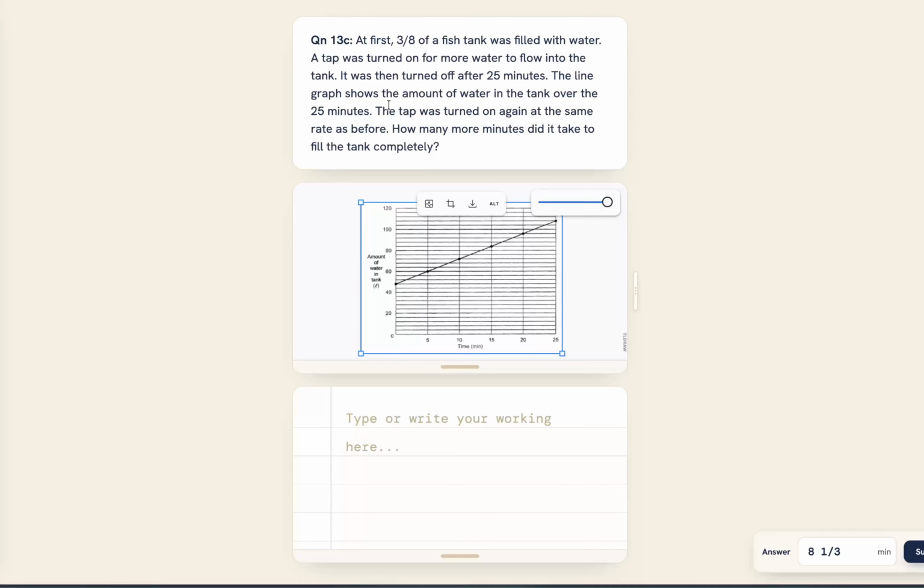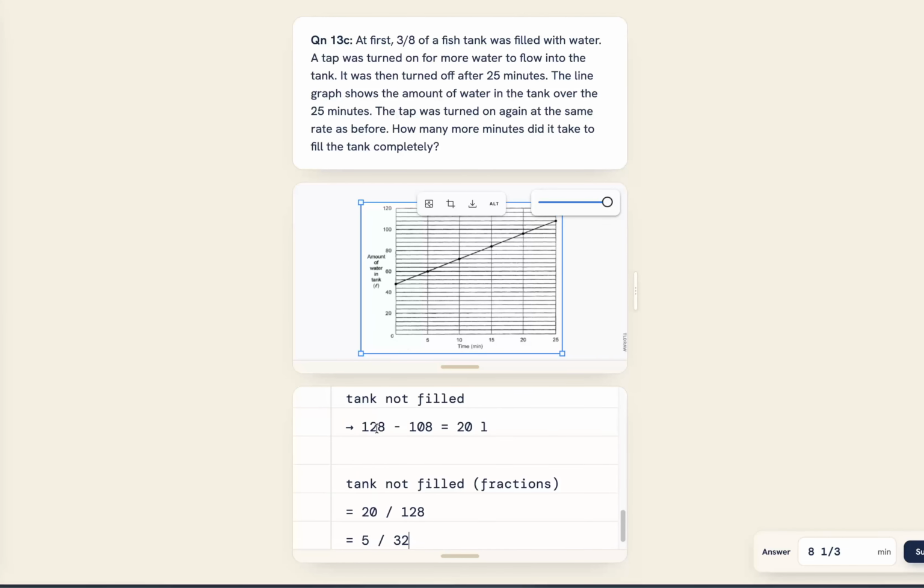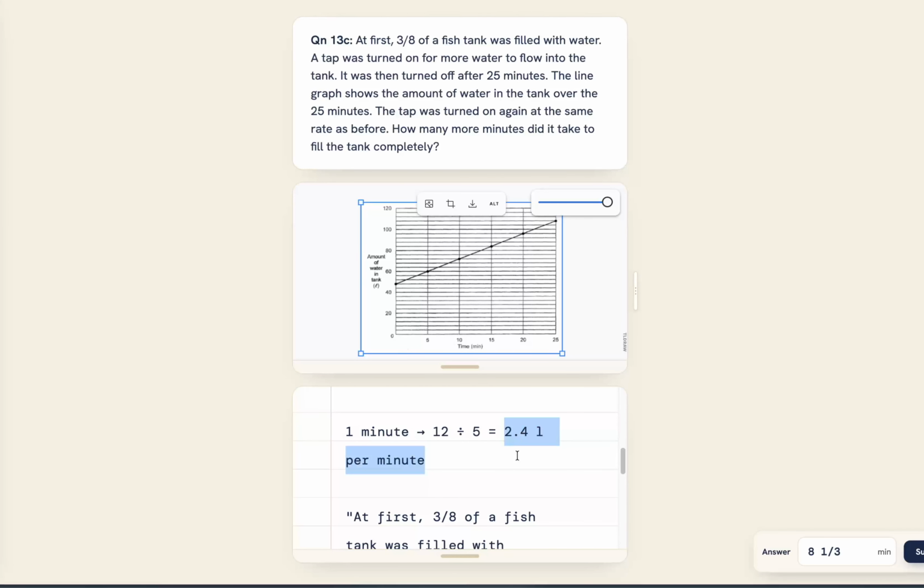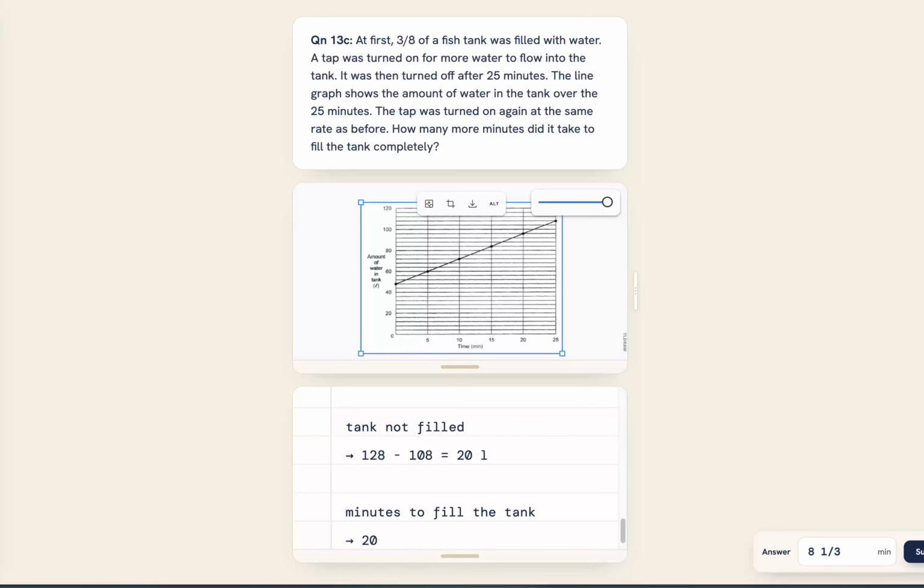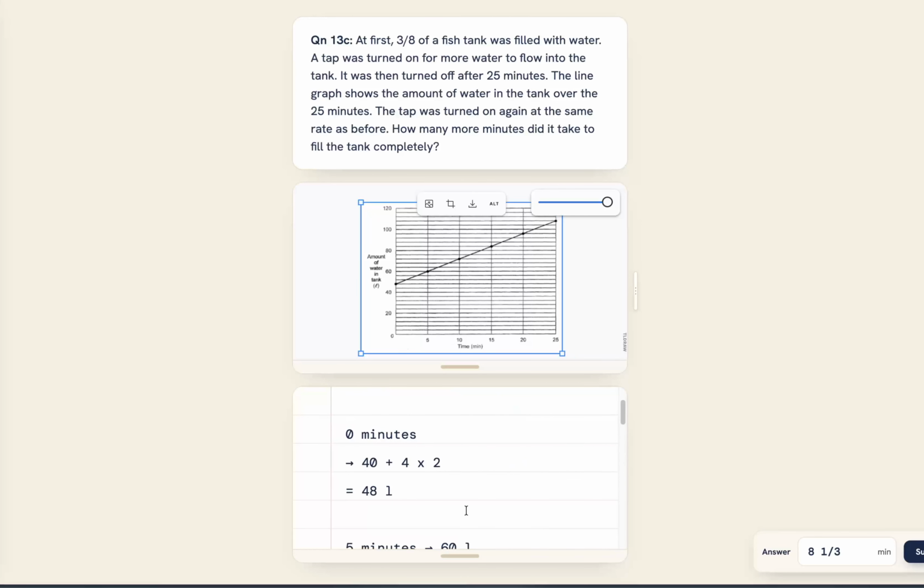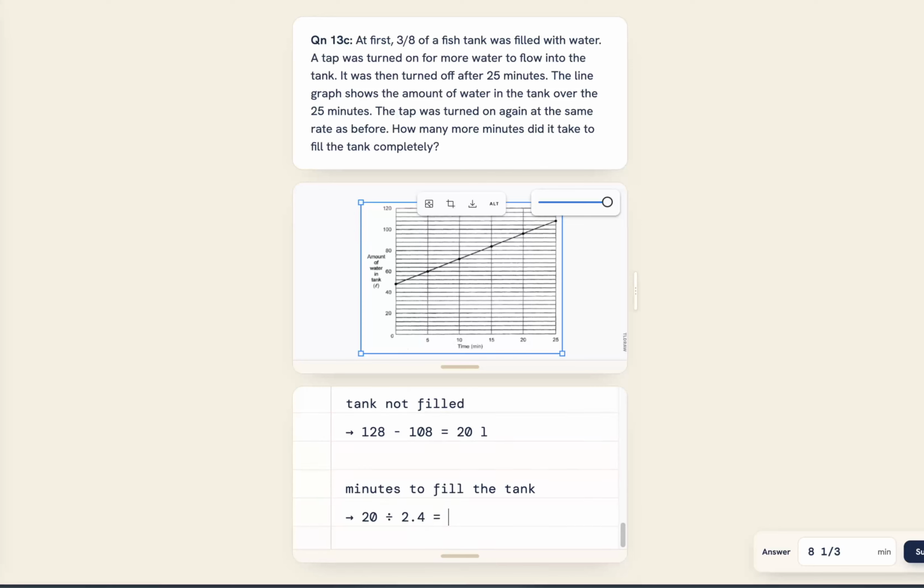So part C, question 13, part C. The tap was turned on again at the same rate as before. How many more minutes did it take to fill the tank? So in this case, we know that in 1 minute is 2.4 liters, and the tank not filled is 20 liters. So that means the minutes to fill the tank is basically 20 liters divided by 2.4, because 1 minute is 2.4. That will be equal to 8 1/3 minutes.